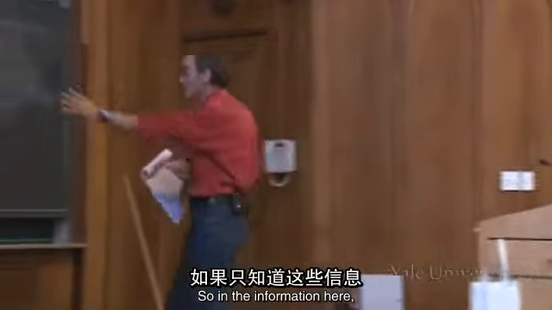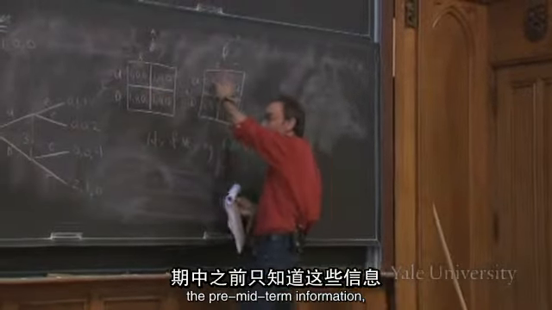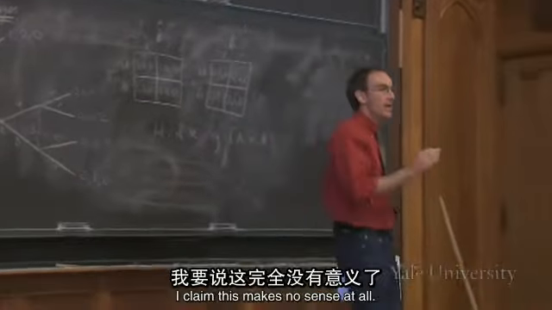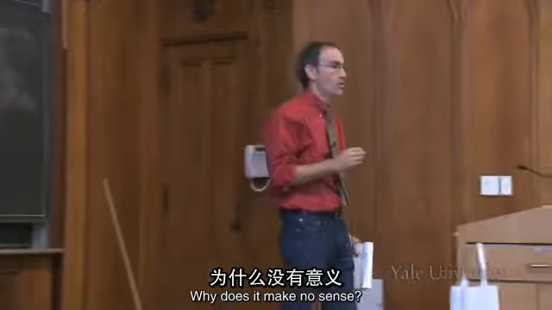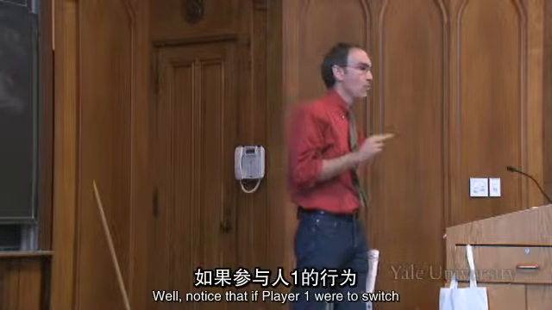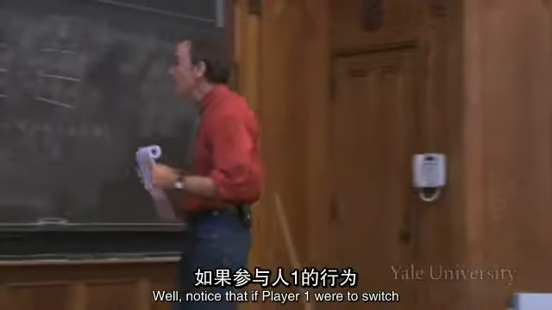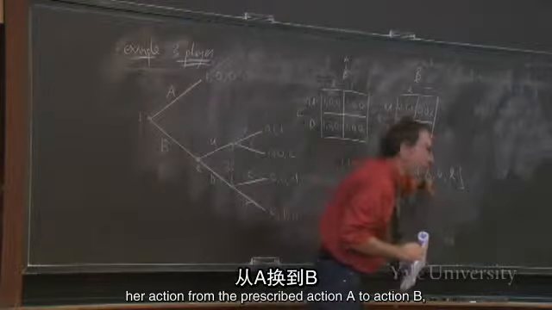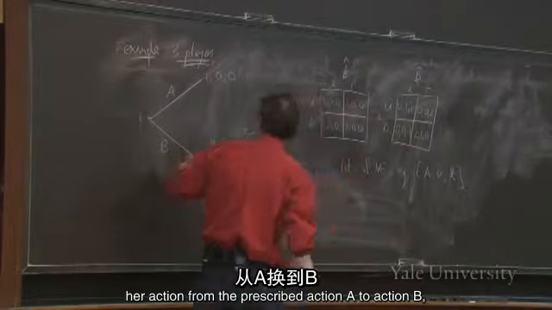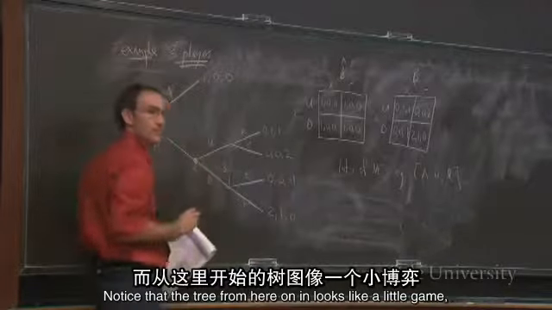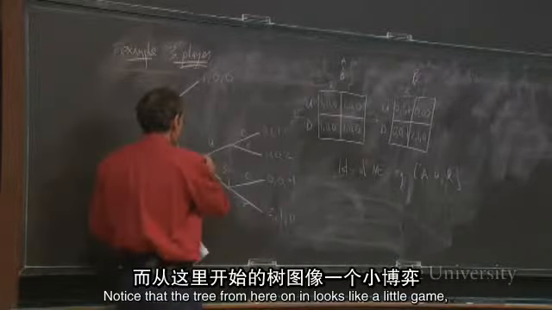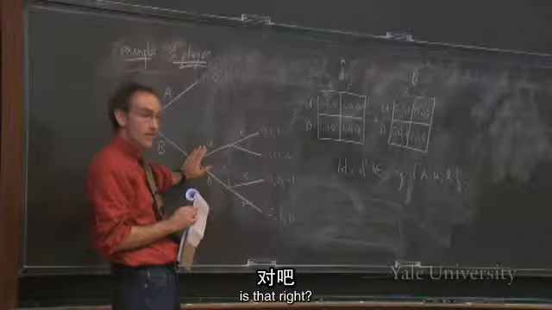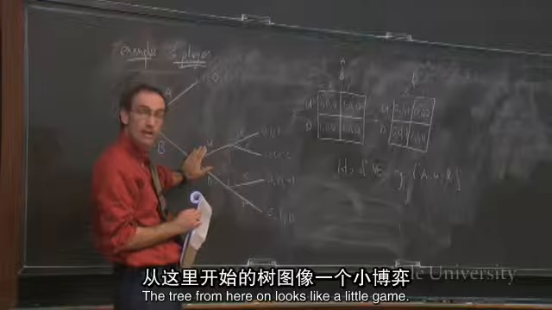So in the information here, in the pre-midterm information, it's fine. But knowing about the actual structure of this game, I claim this makes no sense at all. Why does it make no sense? Well, notice that if player one were to switch her action from the prescribed action A to action B, then we'd be here. All right? And notice that the tree from here on in looks like a little game.